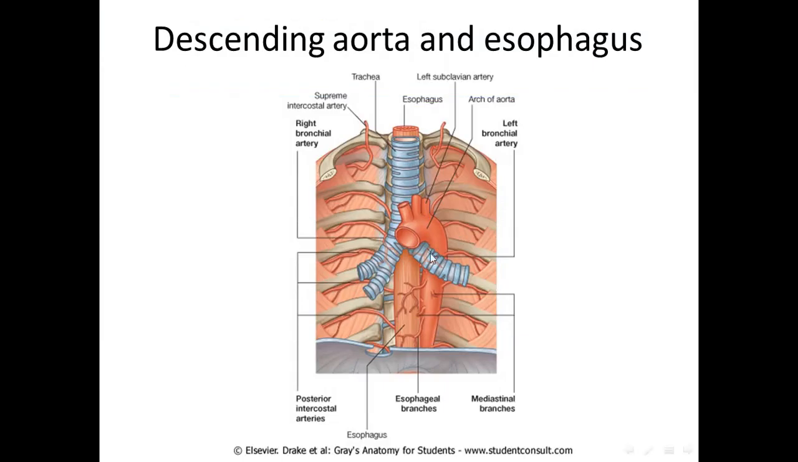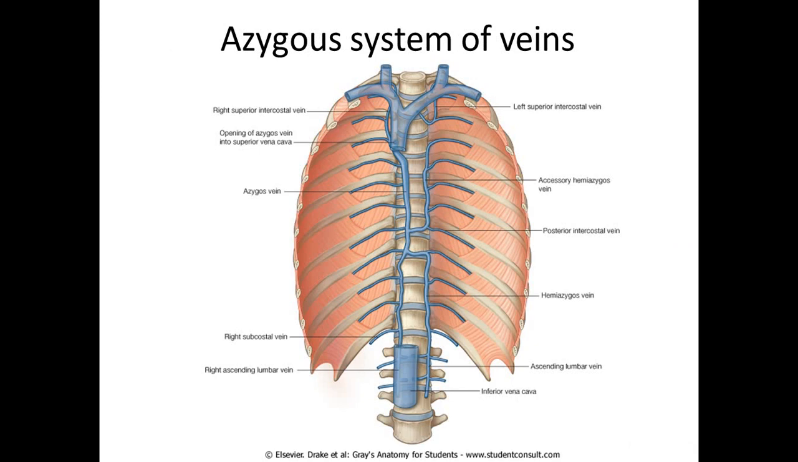This is an illustration of the descending aorta and esophagus. In this image, the anterior, middle, and superior mediastinum are removed. So we are left with the posterior mediastinum with some of its structures. We can see the descending aorta, the main bronchi, the esophagus, and branches of the descending aorta. This is the illustration of the esophageal system of veins. We will talk about it in the coming lectures. Here we just need to know that it is located within the posterior mediastinum.